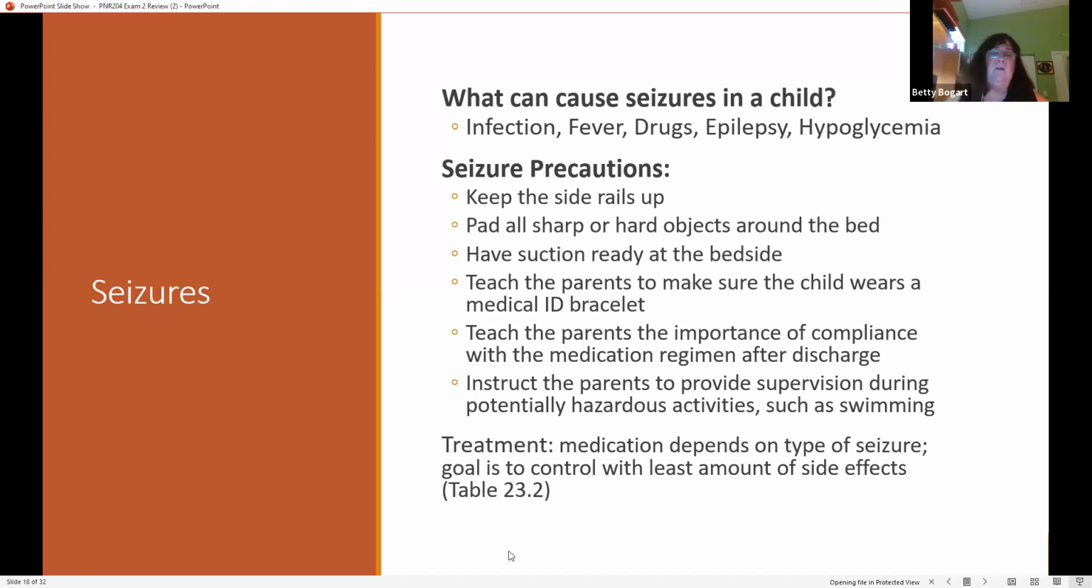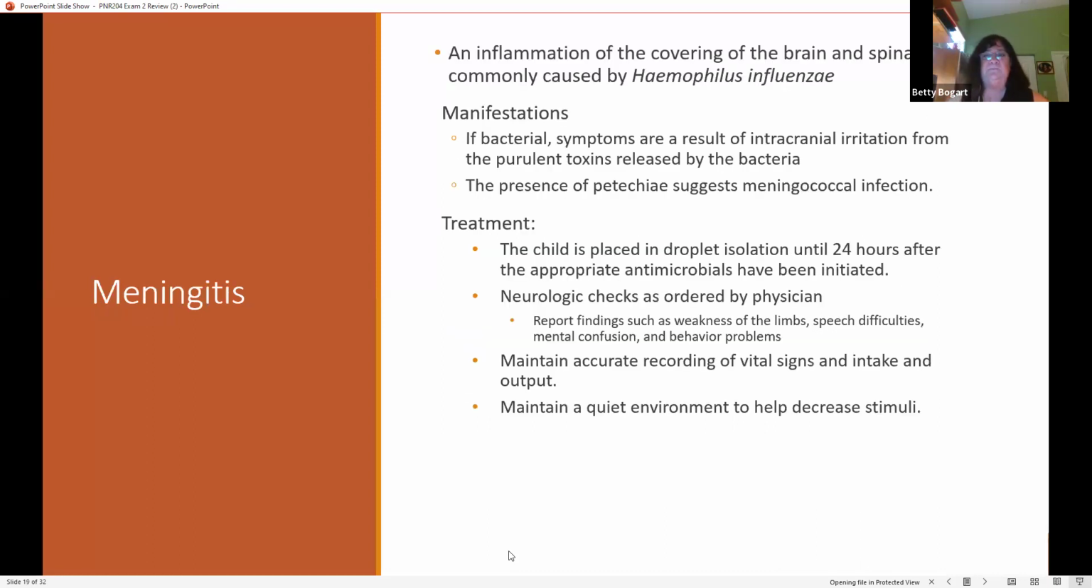And the one thing I don't think we think of is a kid who has seizures, you wouldn't let them go swimming in the middle of the pool alone with somebody who cannot swim with them, because they could have a seizure and drown. So make sure that they are protected. Okay? And the treatment is multiple. And remember, we try to start with a little and add on for the least amount of side effects.